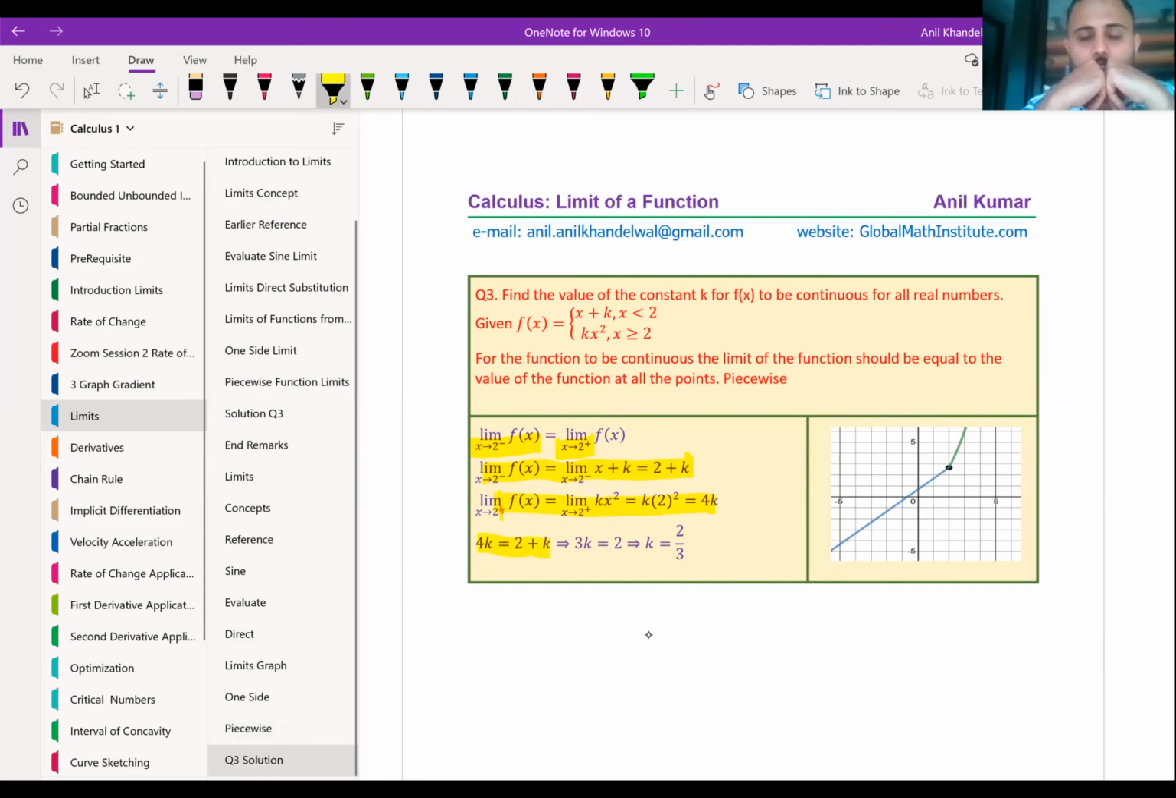Equate 4k to 2 plus k, and you get your answer, k equals 2 over 3. So for a value of k equals 2 over 3, the function is continuous. And this is your straight line, and that is the parabola, and that's the point which you will get common only if k is 2 over 3. Perfect? Does that make sense? Yeah.